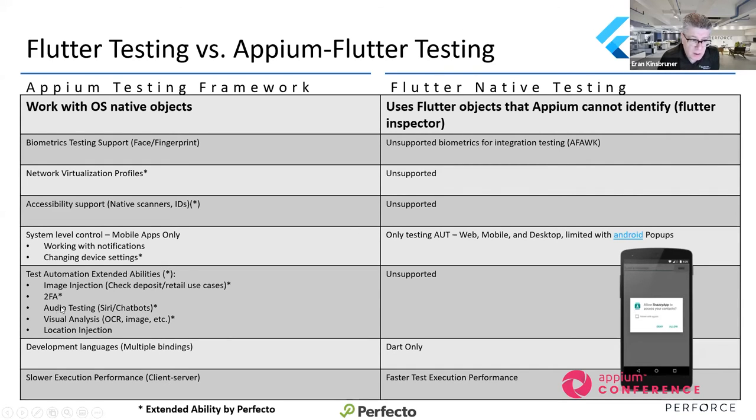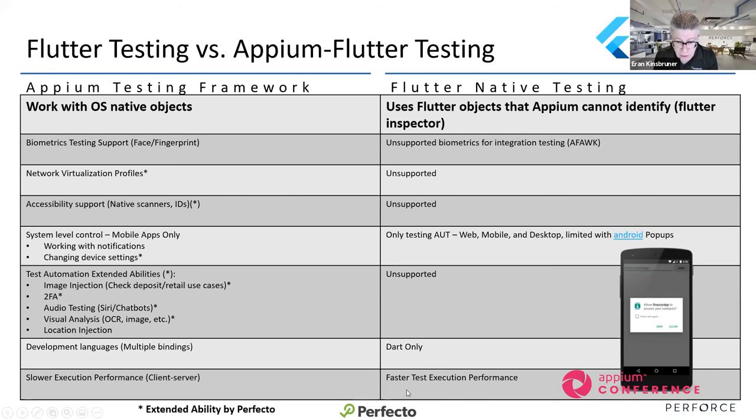Additional test automation coverage capabilities like two-factor authentication, testing audio, visual analysis, image and location injection are things that you cannot do with the Flutter testing framework. You can do it with Appium or Appium with Perfecto. You are also limited by the development languages. Obviously, Appium and Selenium have multiple language bindings. Flutter is limited to Dart only. So if you're not a strong Java developer and you don't know about Dart, this is a ramp-up thing that you need to cover.